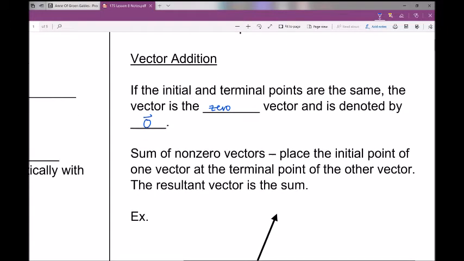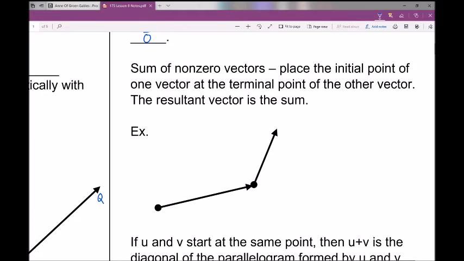Now the sum of non-zero vectors, we can do this geometrically by placing the initial point of one vector at the terminal point of the other vector. And the resultant vector from this is the sum. So let's say that this vector across the bottom is vector u. And let's say that this vector on the side is vector v. Then the way we would add vector u to vector v is we would kind of complete this triangle here. So we have the starting point, or the initial point, and we have our terminal point of our entire path. So this would be the sum, vector u plus vector v.